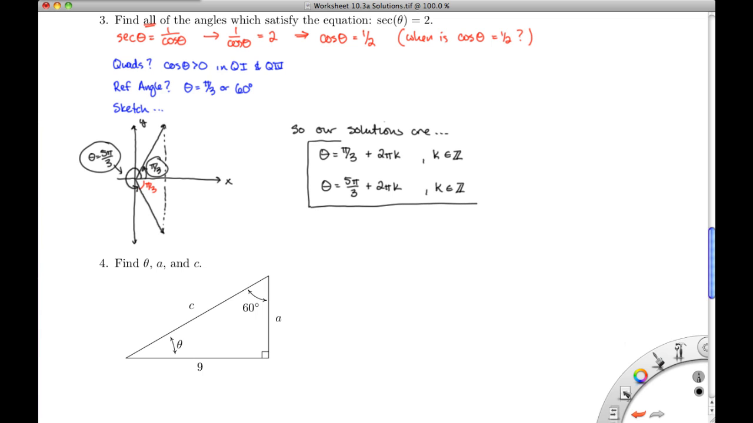So every possible angle that would satisfy our original equation, secant of theta is equal to 2, would take the form pi over 3 plus some multiple of 2 pi, or 5 pi over 3 plus some multiple of 2 pi.